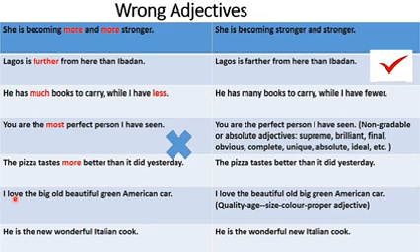The next one, I love the big old beautiful green American car. Wow, I love the big old beautiful green American car. It's totally wrong. You know why? When you have many adjectives, they follow a pattern. You start with quality, followed by age, then size, then color, and you end with a proper adjective.